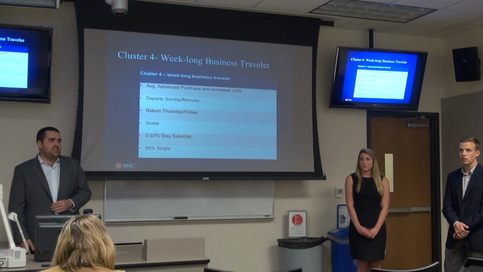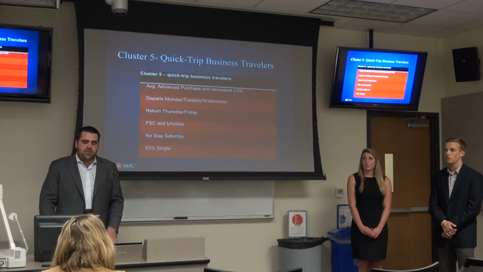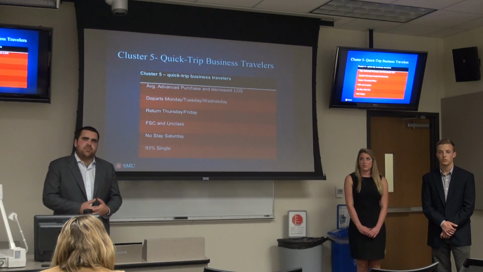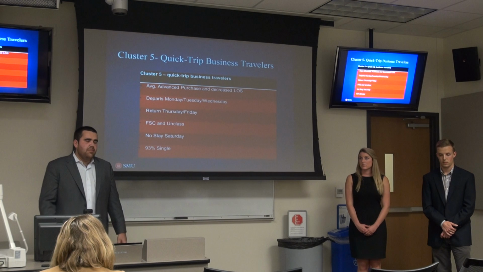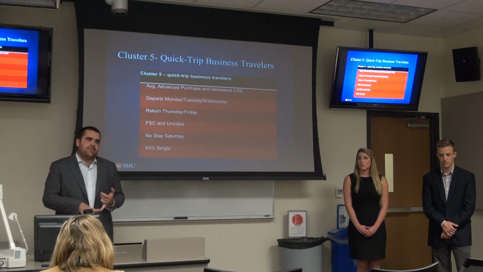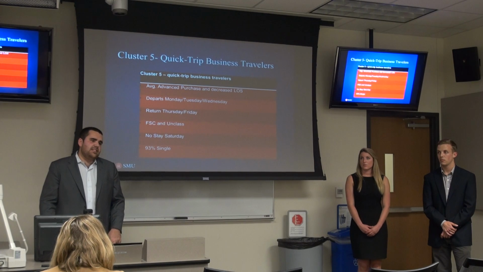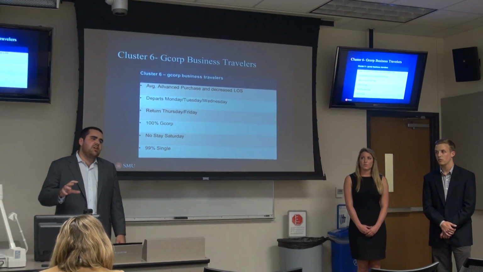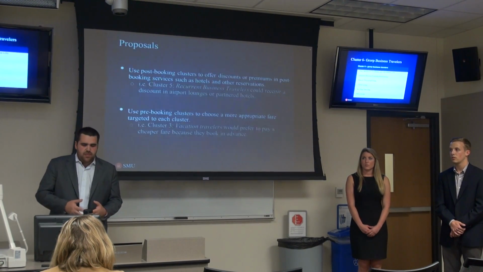Then cluster 5 and cluster 6 are actually pretty similar. So both of them are quick trip business travelers. In this one, it's again the average advanced purchase. It departs on Mondays and Tuesdays and returns before the weekend. But these ones are purchased through agencies, FSC, and unclassified. They did not stay on Saturday either, and it's 93% single. And cluster 6 is basically the same description, with the exception that they're all purchased through G Corp.